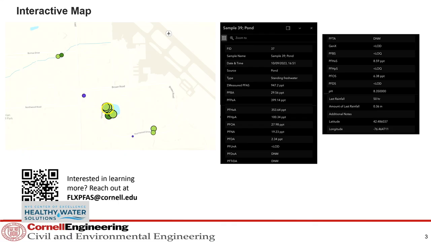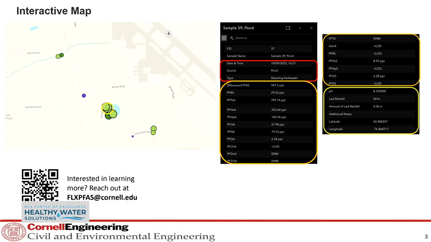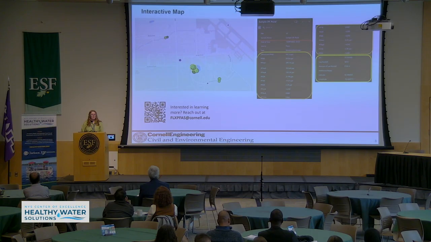and when you click on that sample, you get our data, which includes the date and time, the source that we collected our sample from, our measured PFAS, which includes 17 different species and the sum of those 17 species, and then other metadata such as pH, the time from last rainfall, and our latitude and longitude. We have created this map in the hopes that it will be a user-friendly way to engage with the curious public who want to know about this issue in their surface waters.